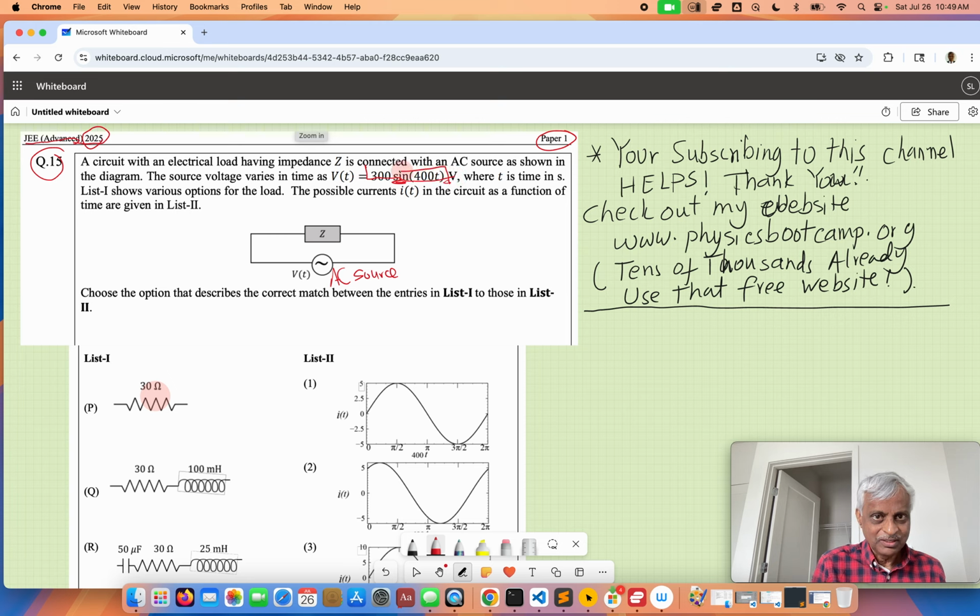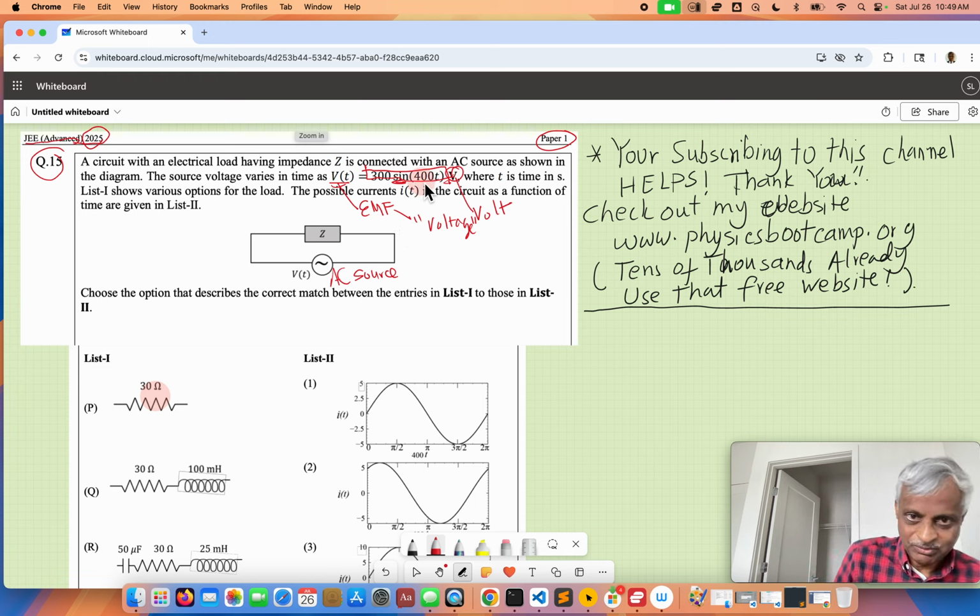The unit is volt. This V is the variable, and this V is just volt. And this one stands for EMF, electromotive force, sometimes also called voltage. But this is not electric potential, right? Electric potential is a static concept. When it becomes dynamic, we start to call it EMF.